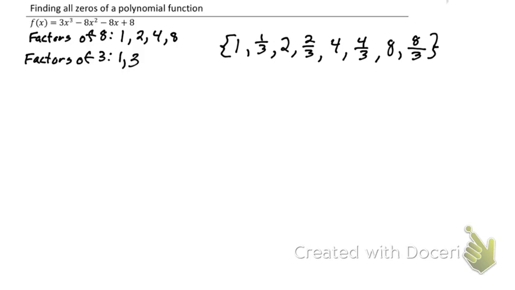Here's the problem. We have to add to this list. Because we don't know if the zero is positive or negative. So it could be positive or negative 1. Positive or negative 1/3. Positive or negative 2. Positive or negative 2/3. Now you might be grunting and groaning that you'd have to check all these to see if they're zeros.